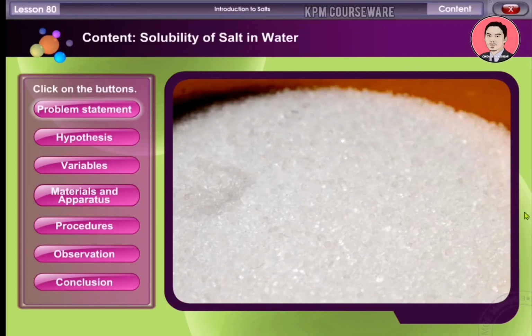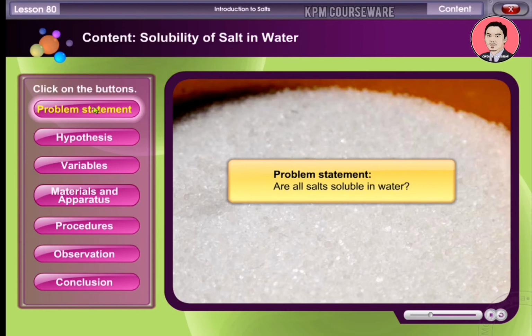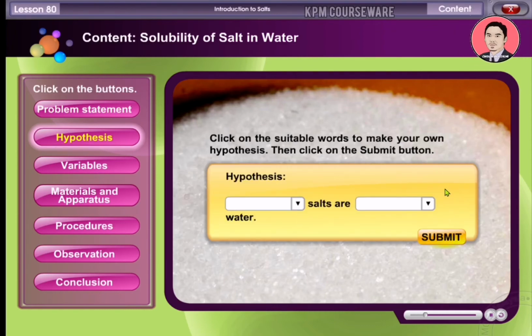Click on the button. Are all salts soluble in water? Click on the suitable words to make your own hypothesis. Then click on the Submit button.